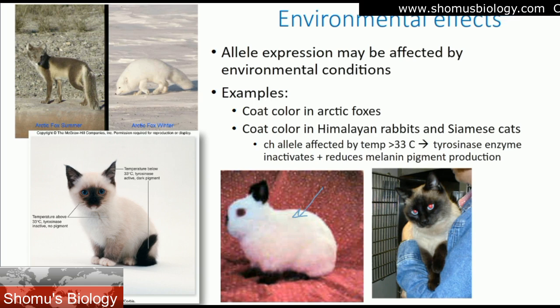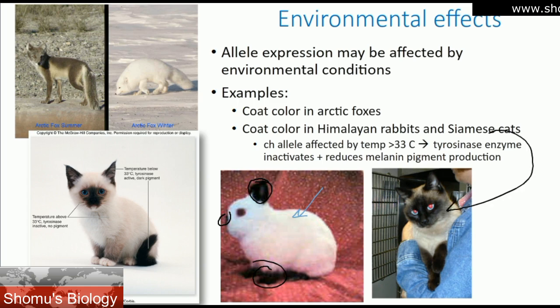What I was saying is that if you look at the Himalayan rabbit, there are a few portions of their body like the legs, the ears, and some part of their mouth that tend to be highly pigmented and dark in color, while the rest of the body color is white. Okay, so this coat color in the Himalayan rabbit and the Siamese cat is generally due to the change in environmental temperature.